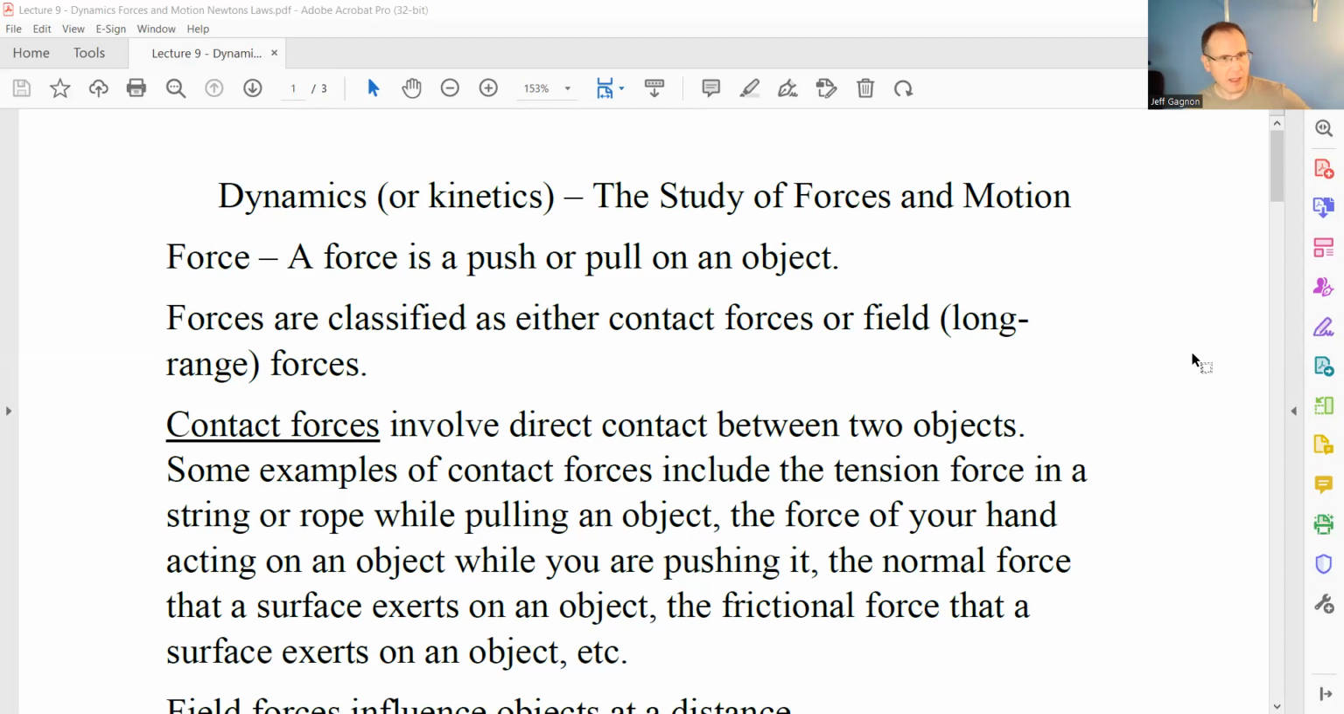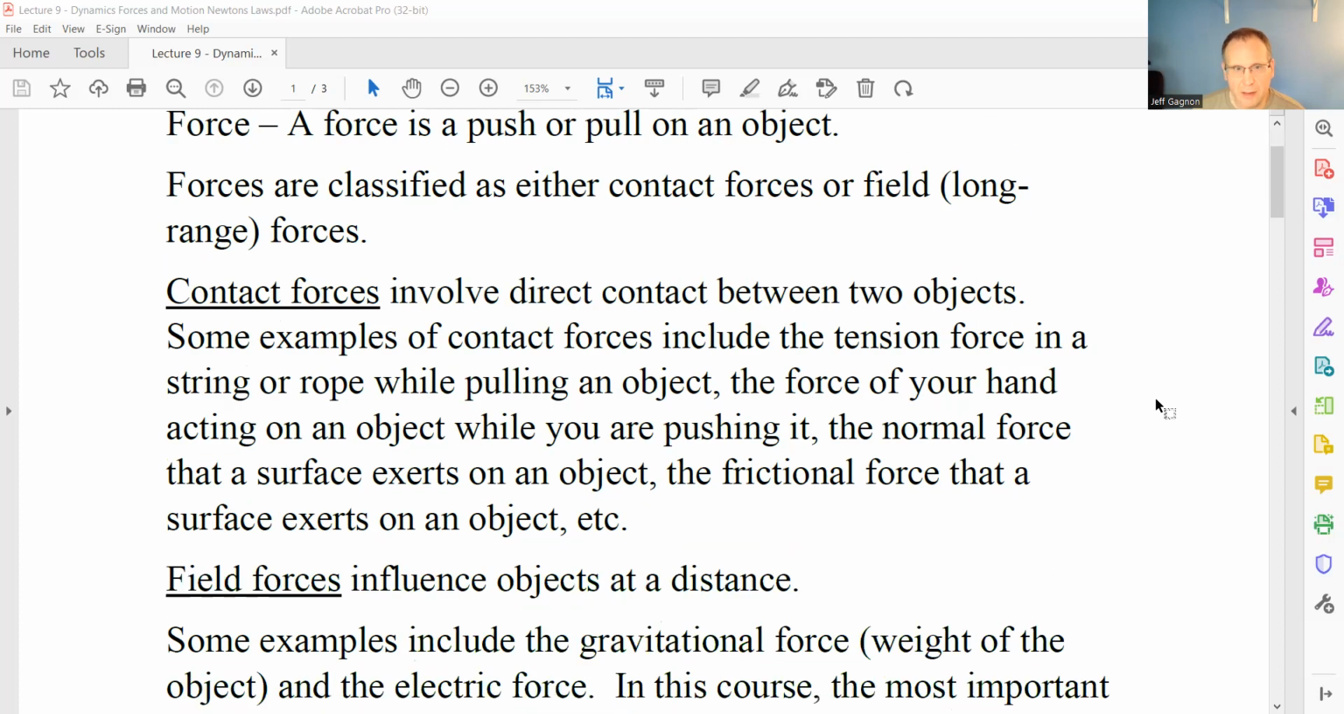So let me start by giving you some definitions. A really simple definition of a force is you can think of it as simply a push or pull on an object. So there's some contact, you're either pushing or pulling, or it could be a force that acts at a distance as well, okay? So in general, forces are classified as either contact forces or field forces, which is like a long range or long distance force. Contact forces involve direct contact between two objects.